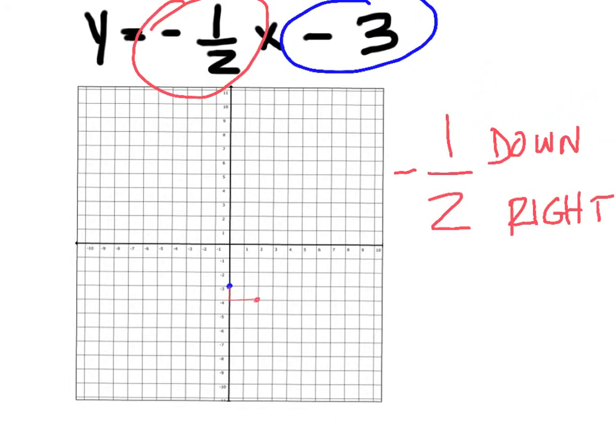Then draw the line. Notice that it's straight, it goes all the way through the graph, and it has arrows at either side of the line.